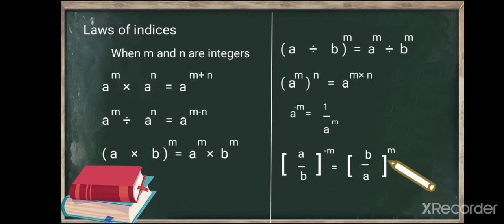Similarly, here bases are different, a and b, and their index value is negative. So you can convert it into positive just by inverting numerator and denominator. a raised to 0, that is, any number raised to 0 is equal to 1. So these are some laws of indices. Let's solve some questions based on these laws.